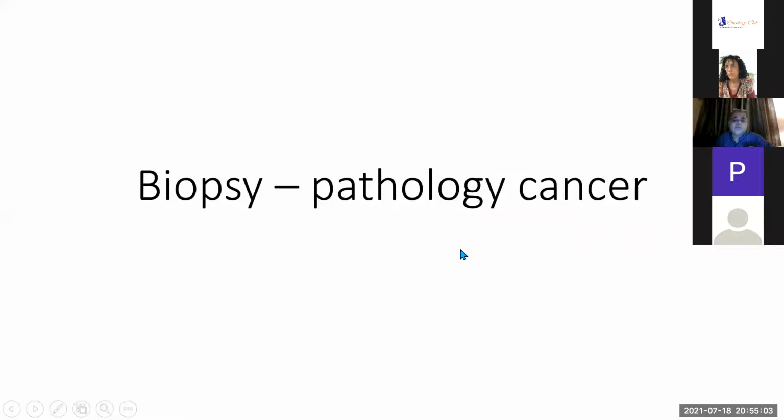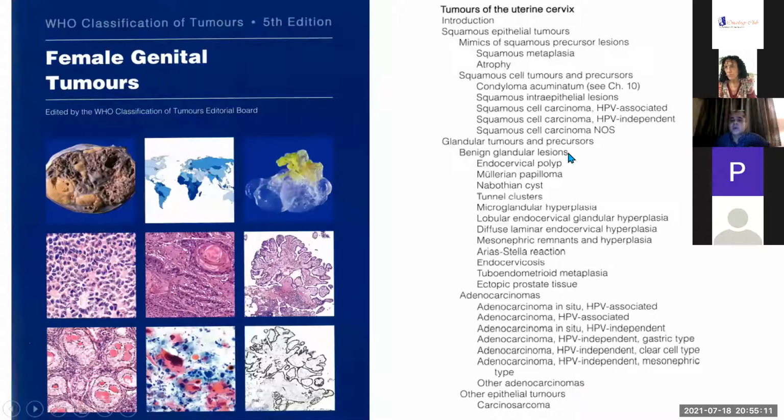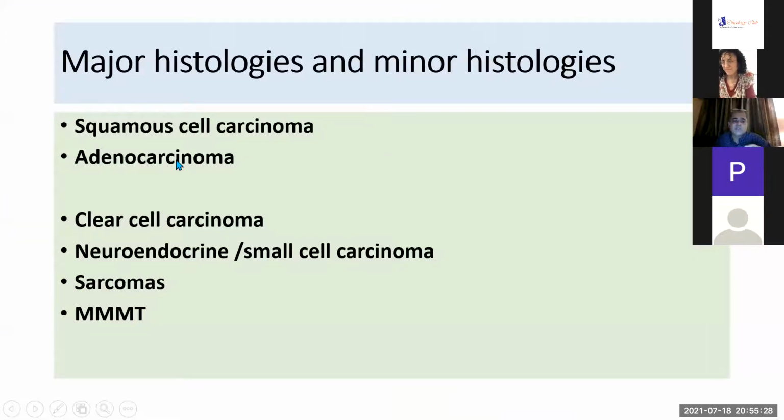Now, coming to the biopsy pathology of cancer, if you look at the 2020 WHO classification of female genital tumors, there is a huge and long list of cervical cancers, including squamous and glandular tumors, and a lot of classifications, some benign lesions included in the recent WHO classification. But for practical purposes, the major pathologies which we encounter are squamous cell carcinomas and adenocarcinomas. Most commonly, 90 to 95% of cervical cancer pathology would be squamous or adenocarcinomas.